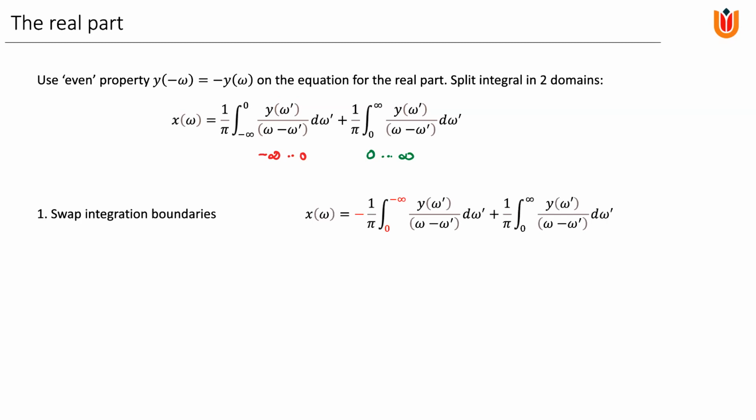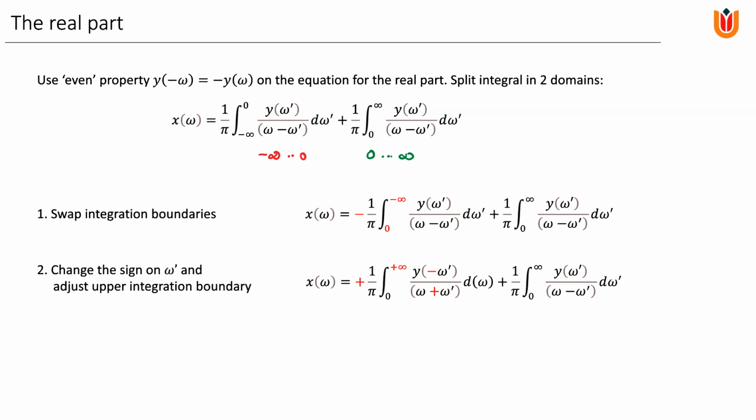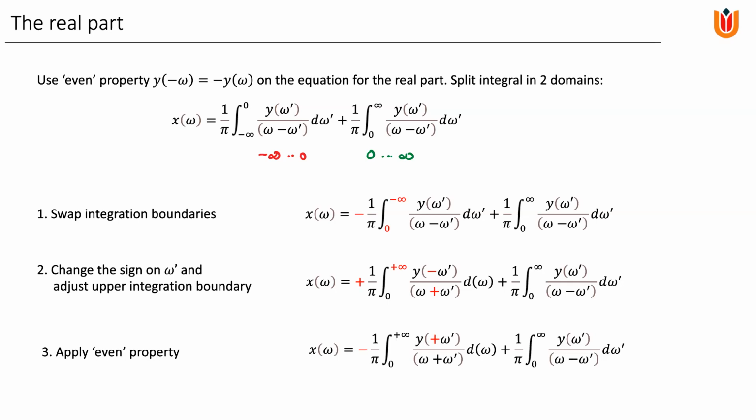The first step we can do is swap the integration boundaries, from 0 to minus infinity, now running the other way around. We have to put a minus sign in front of the integral. So that's step number 1. Step number 2 is to change the sign on omega squared, here, here, here, and here. And then the last step is to use this even condition property, which again makes this plus and this.